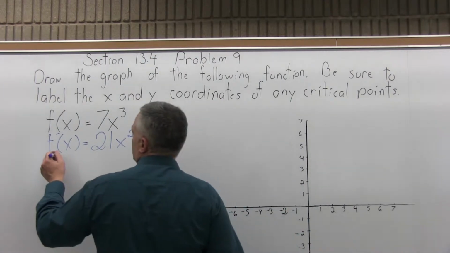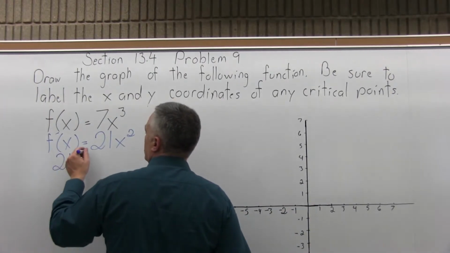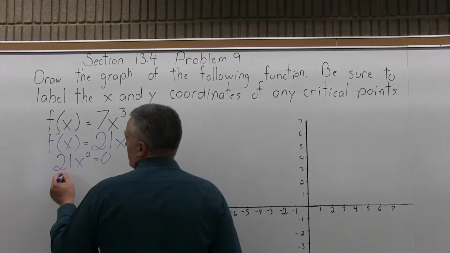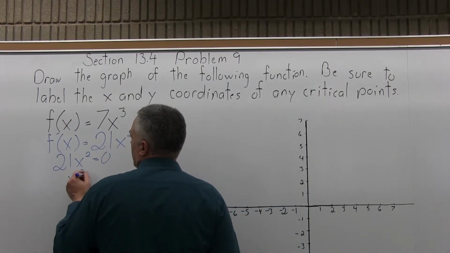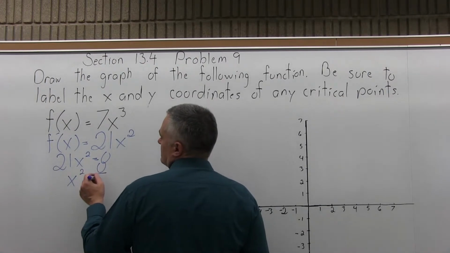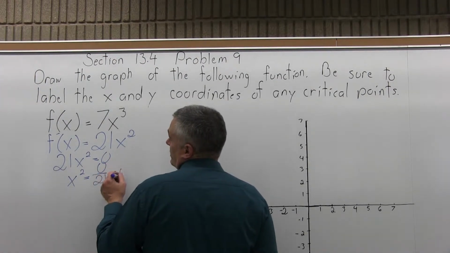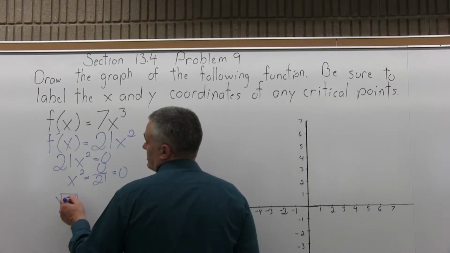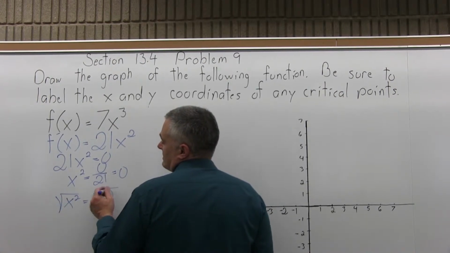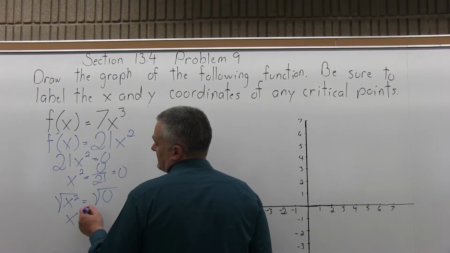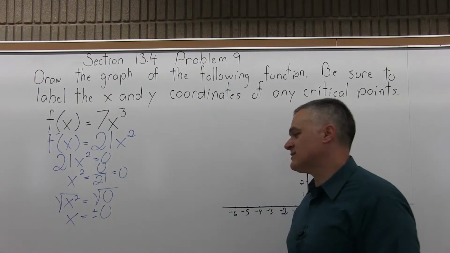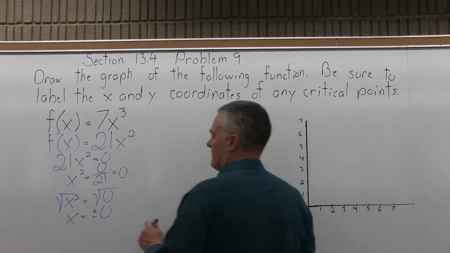Step 2, take that answer, set it equal to 0. 21x squared equals 0. Step 3, solve for x. So if I divide away the 21, x squared equals 0 over 21, or 0, but I want x, not x squared, so I can go square root on both sides. And you get x equals, technically it's plus or minus 0, which doesn't make sense for 0, so we just say x equals 0.